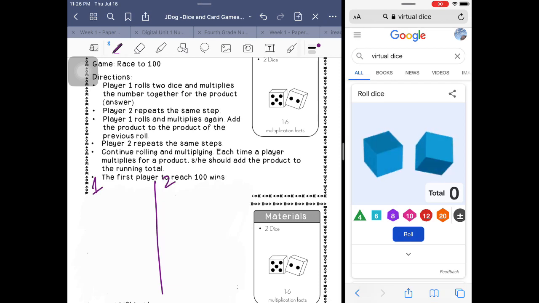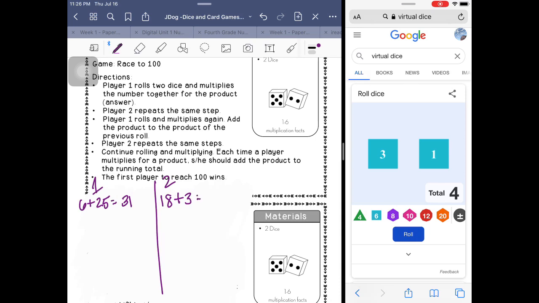I'm going to roll first, and I have 6 times 1 is 6. Player 2 gets 3 times 6 is 18. Now we have to start some adding. 5 times 5 is 25. So 6 plus 25 equals 31. Next player. 3 times 1 is 3, so they are going to be at 21.